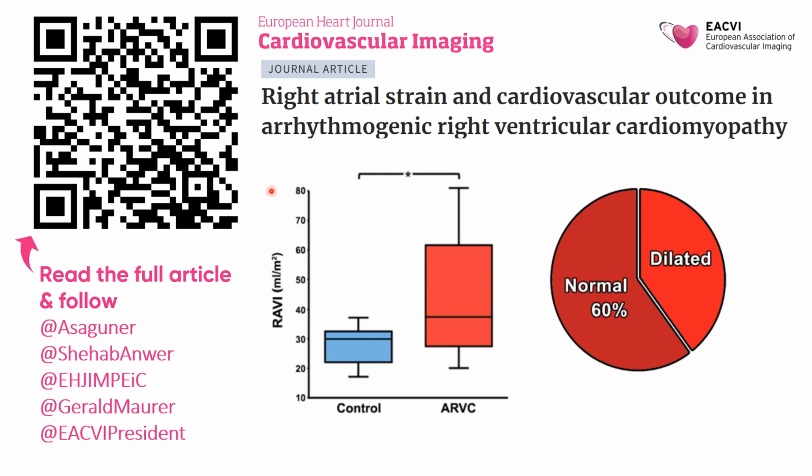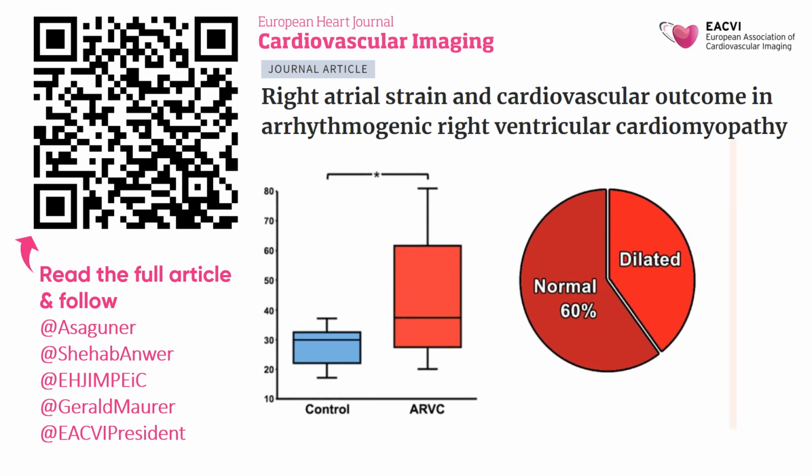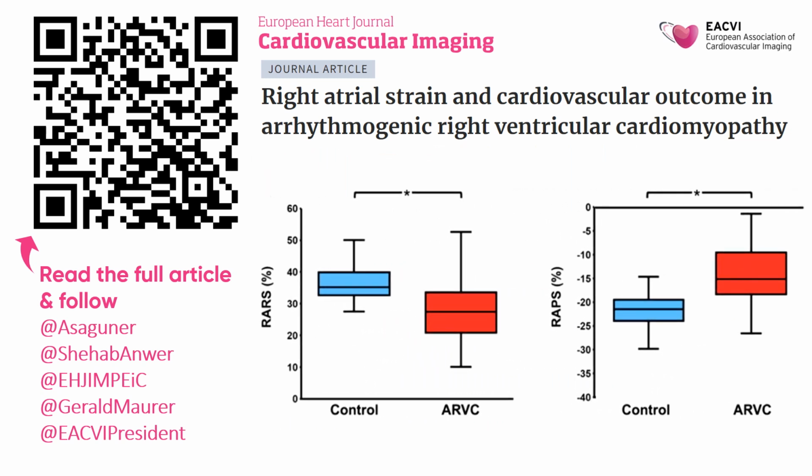The initial analysis showed that the ARVC patients display impaired right atrial strain even when the right atrial volume is normal. As you can see, the majority of the patients with definite ARVC exhibited normal dimensions of the right atrium. Meanwhile, the strain analysis showed that the right atrial reservoir strain and pump strain were significantly impaired in the patients who had definite ARVC in comparison to the control group.